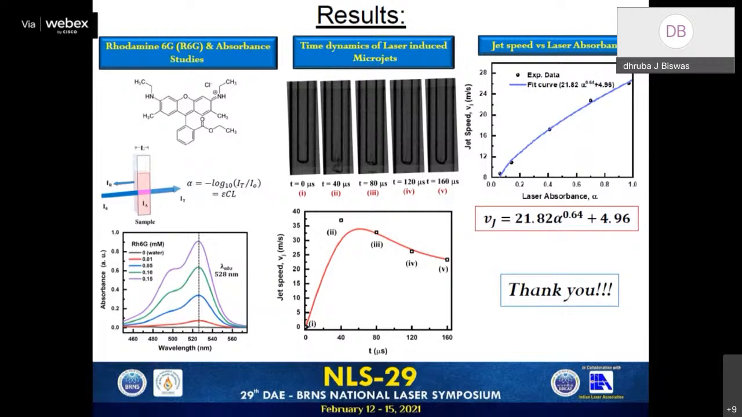Because the drugs which we inject in the human body consist of various kinds of surfactants and salts, which may alter the energy absorbance of the laser which we are going to use for the jet formation. So if the presence of this salt alters the laser absorbance, the jet speed will vary and hence one will miss the target. So in order to achieve targeted drug delivery, one needs to take into consideration this laser absorbance parameter. That is what we are trying to do here.